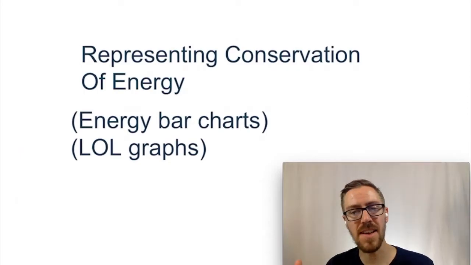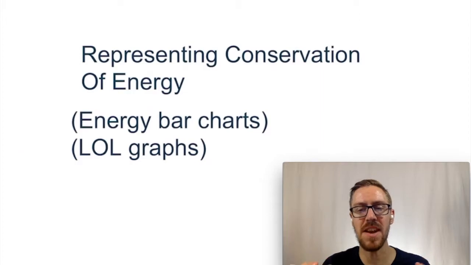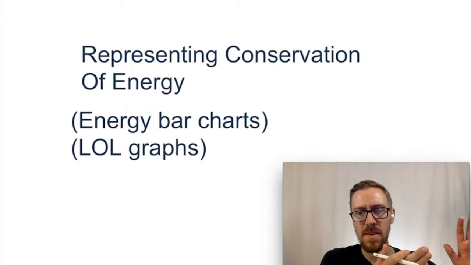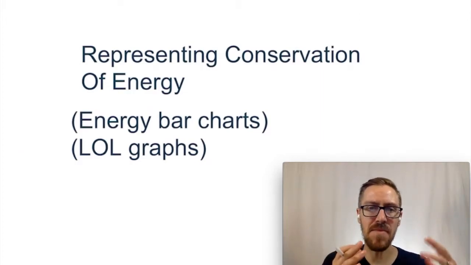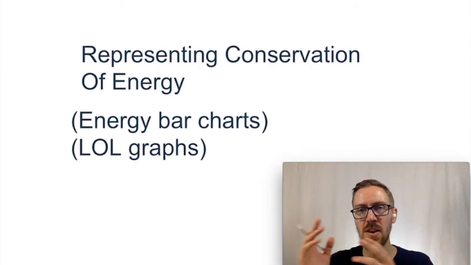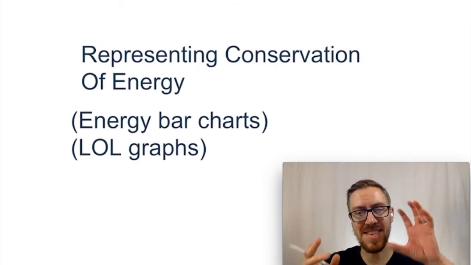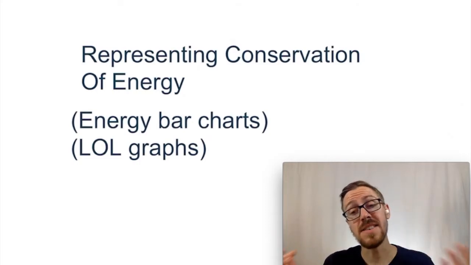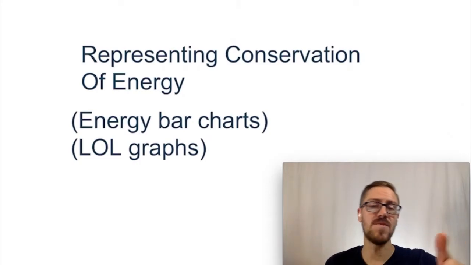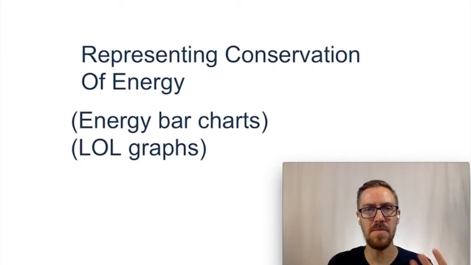So all of the examples that we're looking at today are going to have two scenarios, like a before and an after. And sometimes that energy is going to change ways and be in the same object, so it'll change form but stay in the same object. Sometimes it'll either go into the object or out of the object. And so I'm going to give us a bunch of different examples and how we represent that.